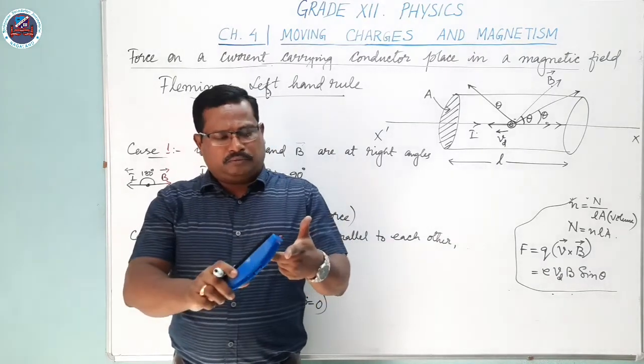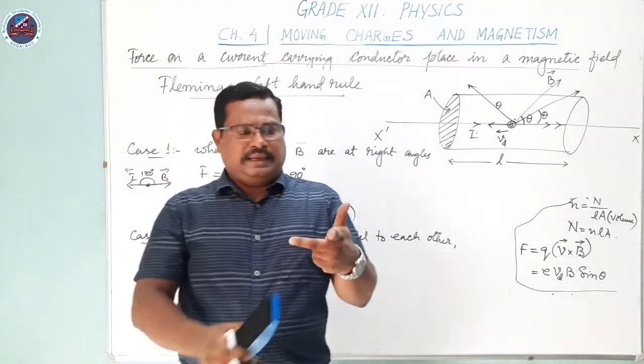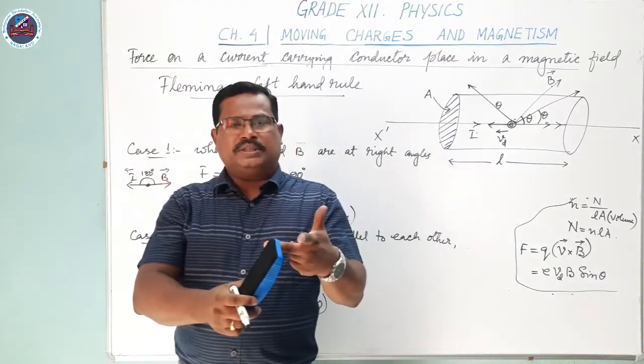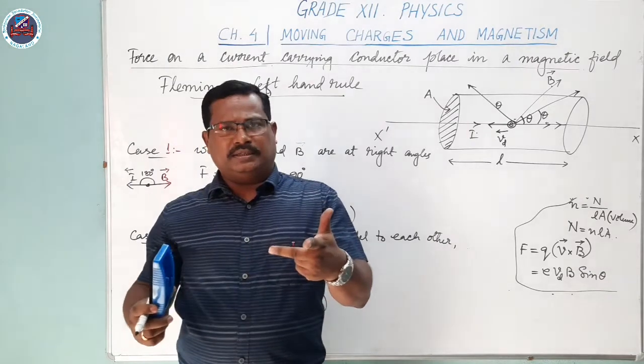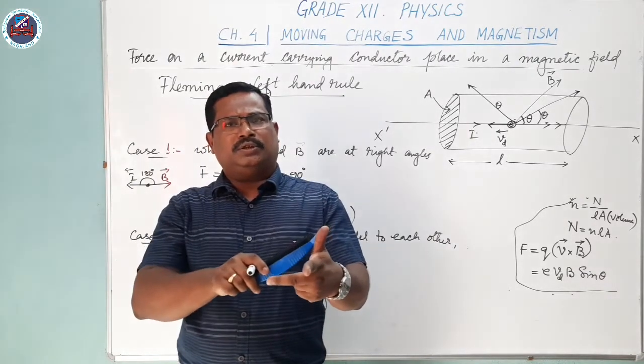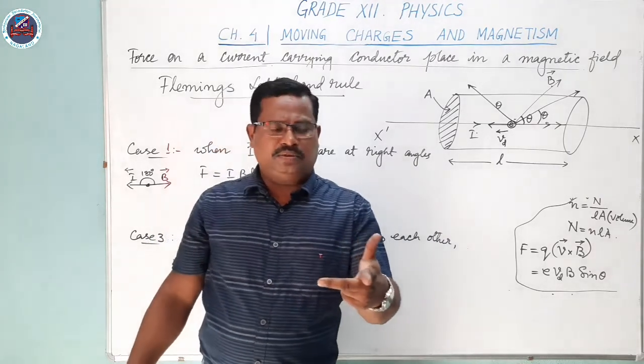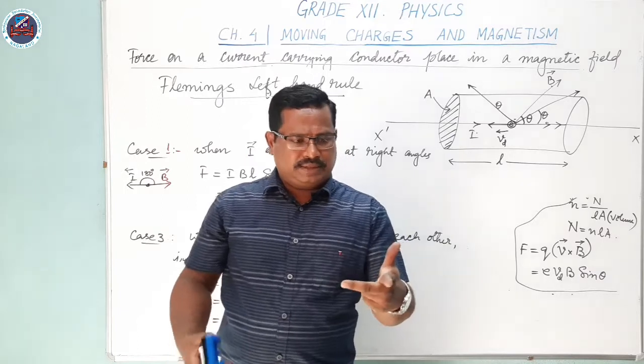If the forefinger points towards the direction of magnetic field, and the central finger points towards the direction of electric current, then the thumb will show the direction of the conductor or the motion of the conductor, which side it will move. Let us do and see.